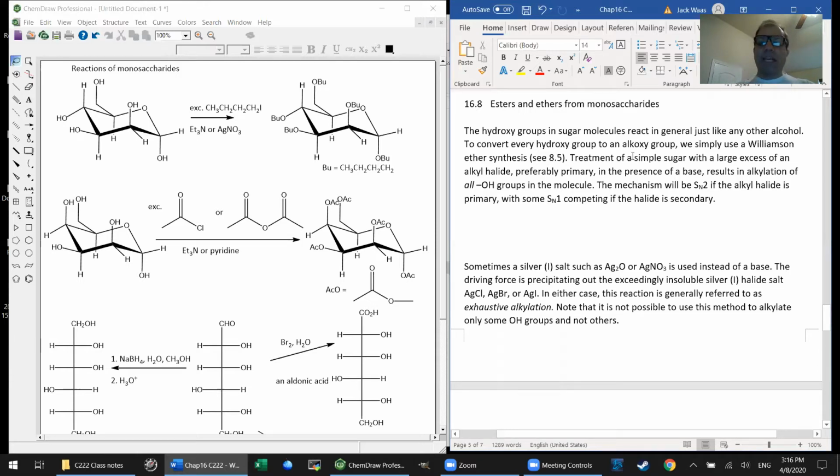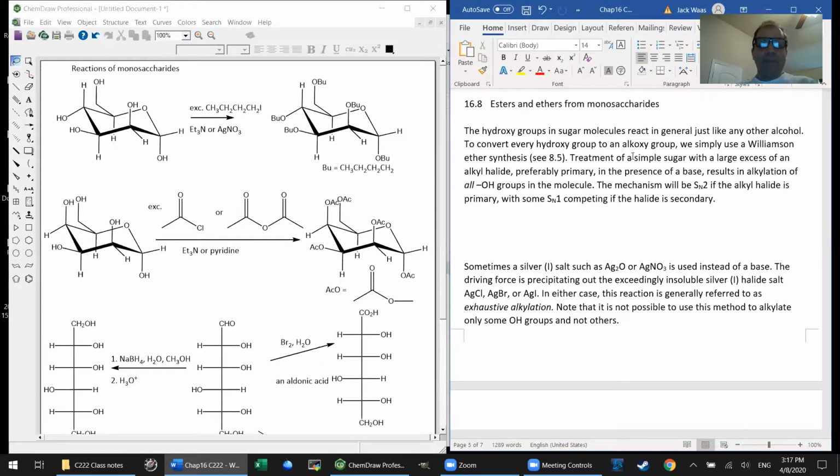The reagents might look a little different from something we're used to, but it's basically just an alternate way of doing the same thing. So for example, we already know that you can convert an alcohol to an ether using a Williamson ether synthesis, which is nothing other than an SN2 reaction, treating the alcohol with a strong base, or at least some kind of base, and then treating it also with some alkyl halide, preferably primary, and then you get an ether as a product.